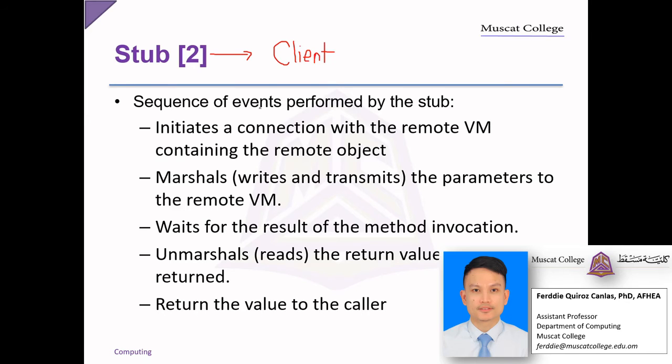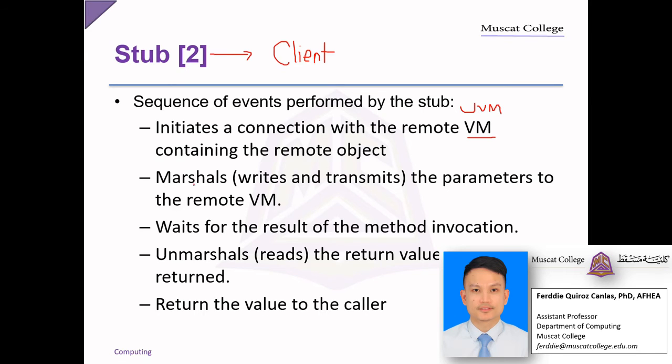So these are the sequences of events performed by the stub. First, it initiates a connection with the remote JVM containing the remote object. You have to remember that. So mostly it is the server, or it could be another client.